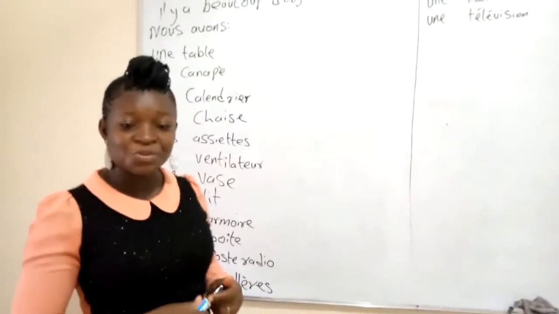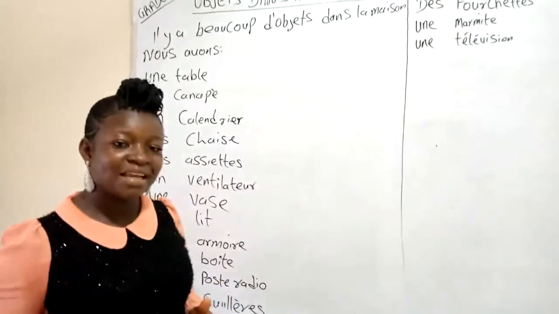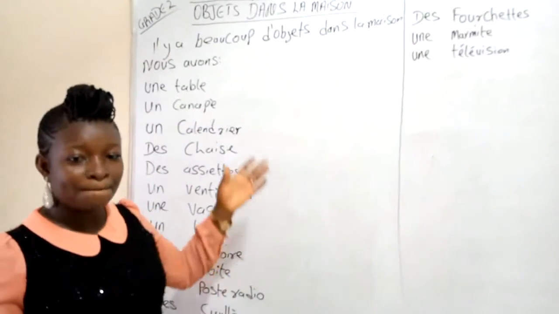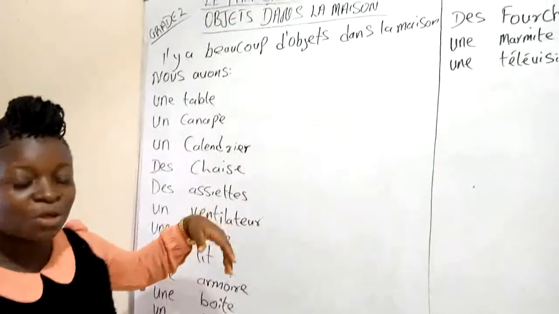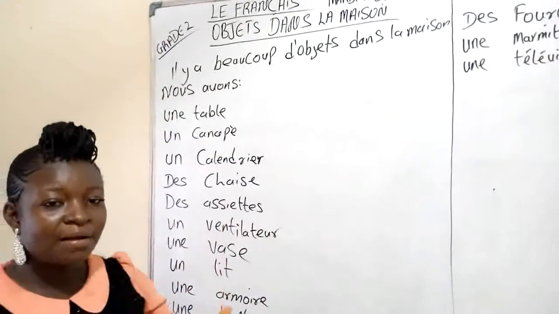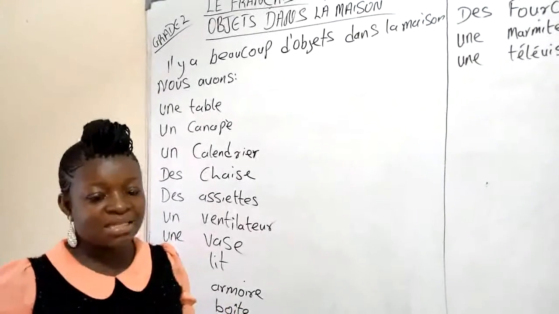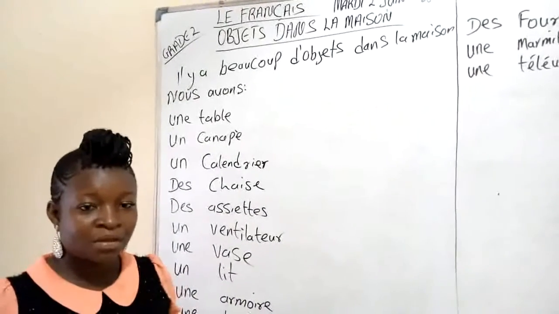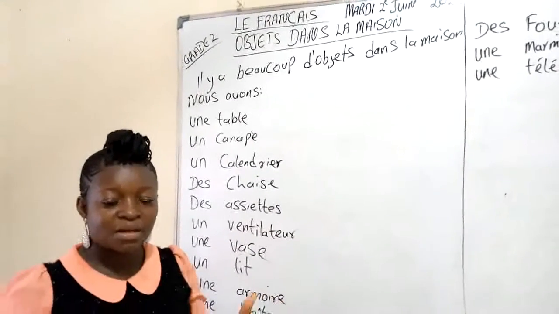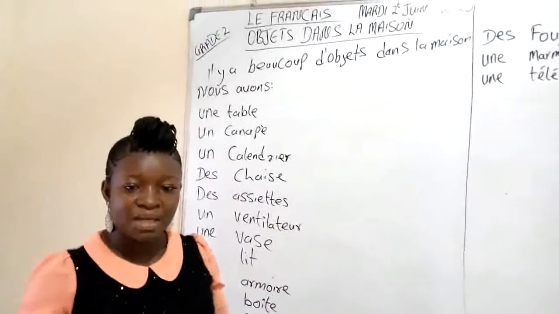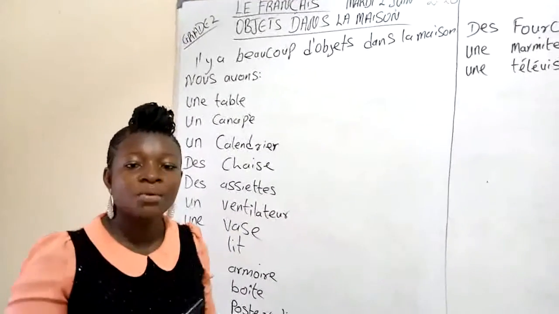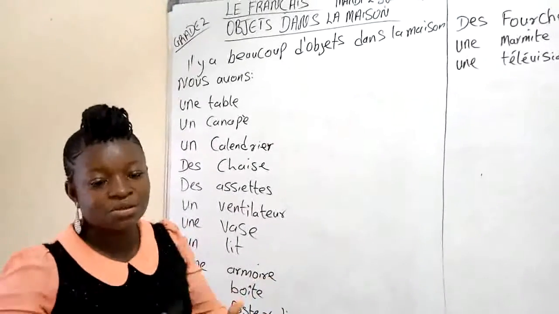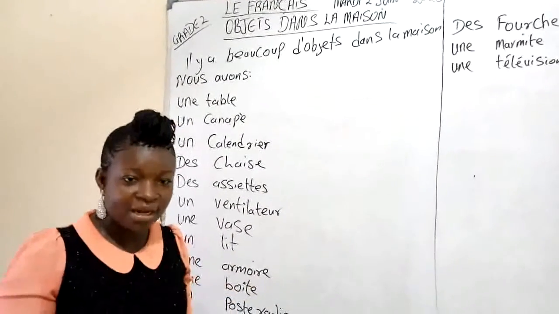So like I said, we're going to be looking at them one after the other. There are so many objects in the house. So right now on the board we have many objects that you can find in the house. So if you want to say there are many objects in the house, you now say "we have." So you don't just start mentioning them, just like a table, a house, a chair, a plate, and so on. You start by saying there are so many objects in the house. Then you say "we have." Then you start mentioning them: a table, a chair, and so on.